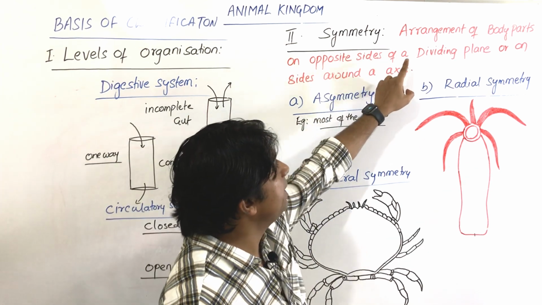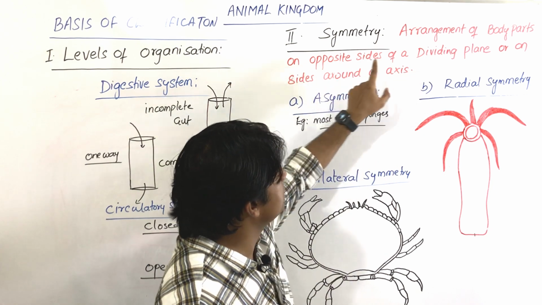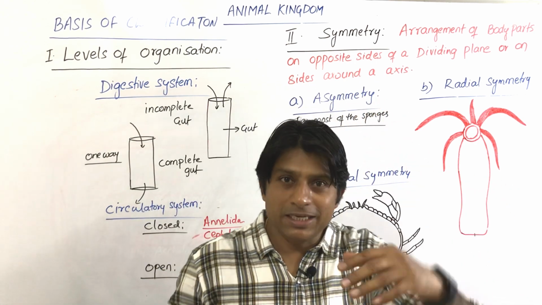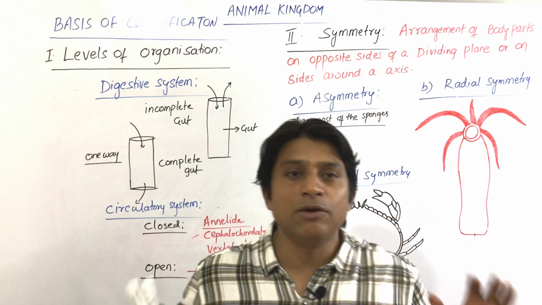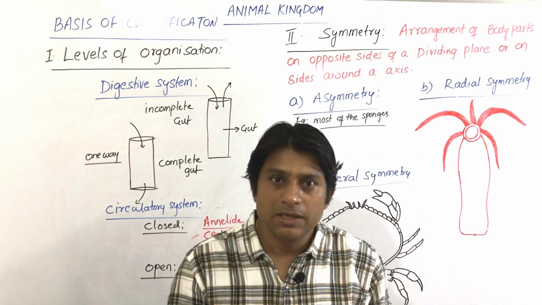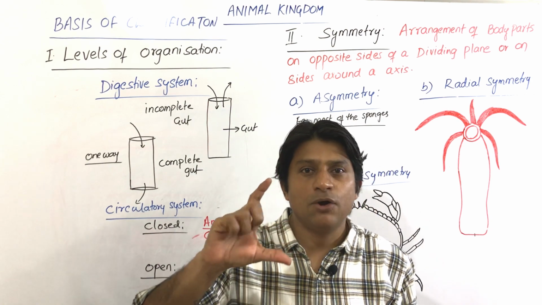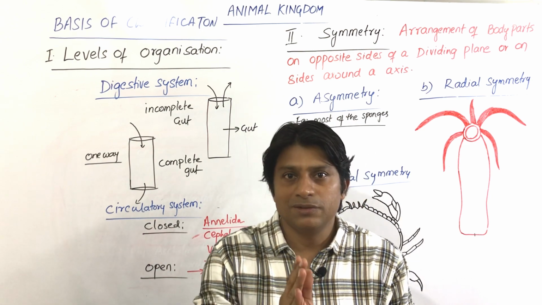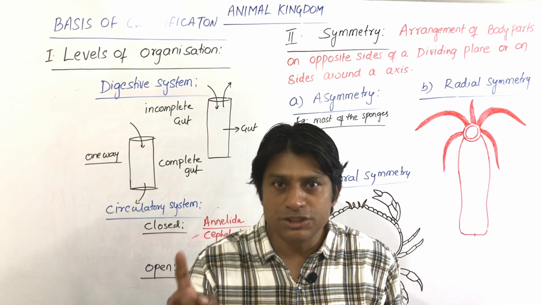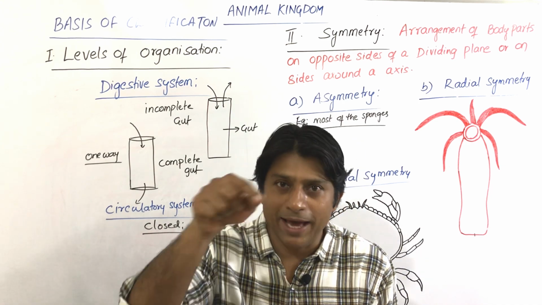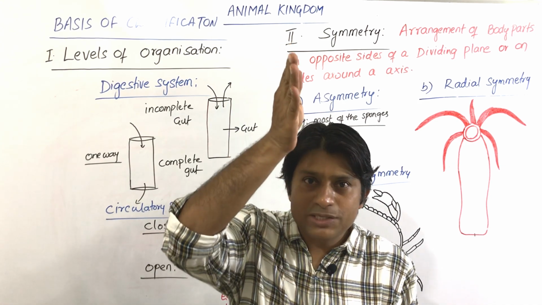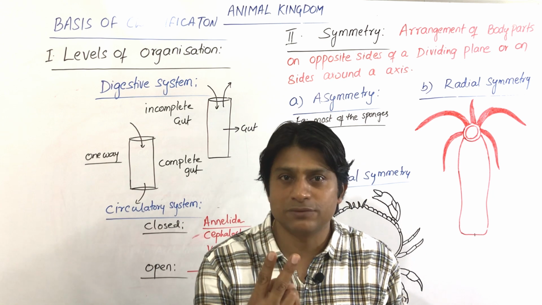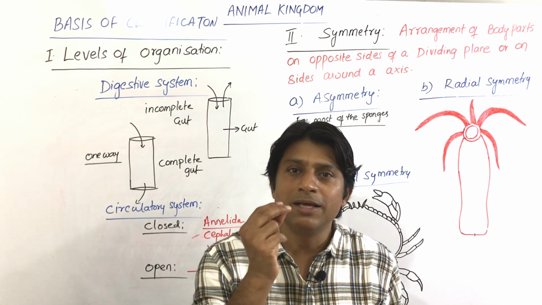Symmetry is nothing but arrangement of body parts on opposite sides of a dividing plane or on sides around an axis. I'll explain in simple terminology what symmetry means. Those animals which have a proper body shape have a central axis in the body. So all the body organs are arranged on either side of the central axis or around the central axis. If the animal is cut along that central axis, it can be divided into two equal halves, and those two equal halves are called mirror images.